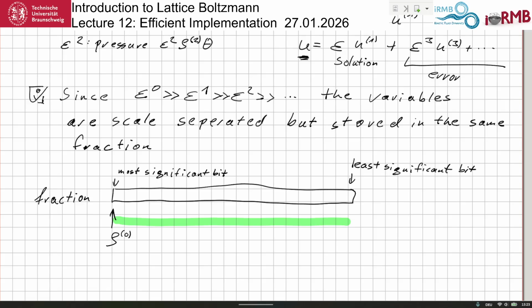So then we have as the next thing, I'm always doing this wrong. So let me put it here. Yeah, as I said, this is a cartoon. Say here we have epsilon u1. So this is where we store our velocity. Yeah, because our velocity is asymptotically smaller than the density, it starts later, meaning that the velocity uses this amount of the fraction.